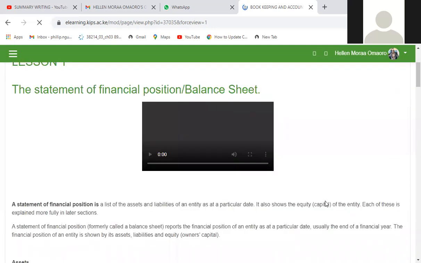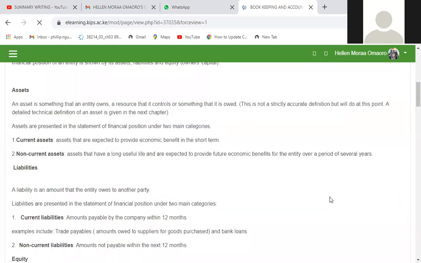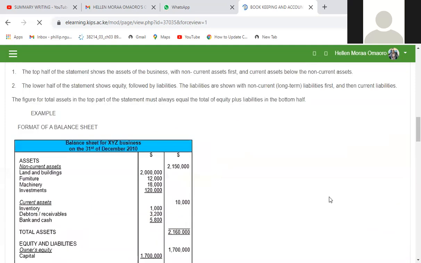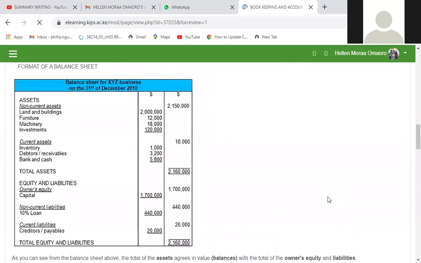Okay, on credit and debit. For credit and debit. Okay, for the format, I would like you to look at the format which I've shared. Are you able to see it? Yeah.